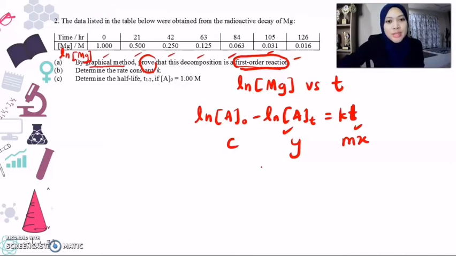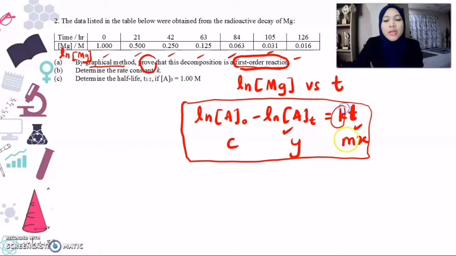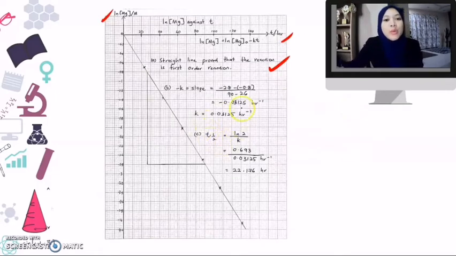Okay, the second question asks you to determine the rate constant. Rate constant K, if we look at the relationship that I already wrote here, where is K? Here is K, right? So K is equal to our M. As it is negative slope, we have to calculate the slope for this graph. You have to show on your graph that you calculate the slope.